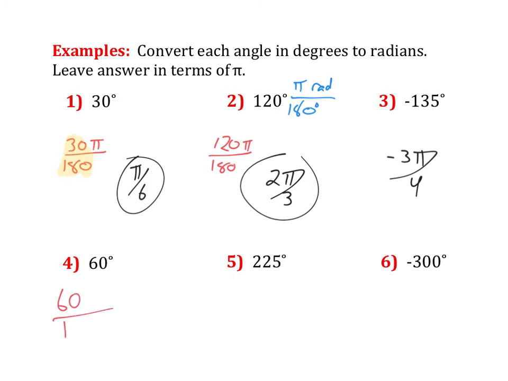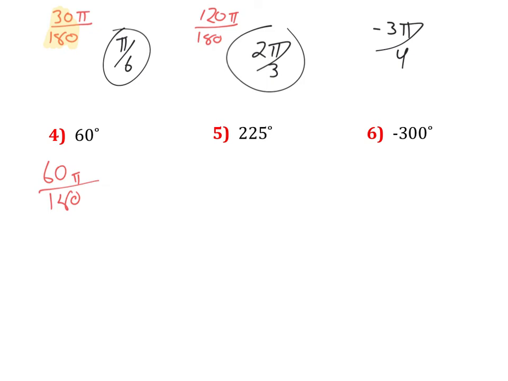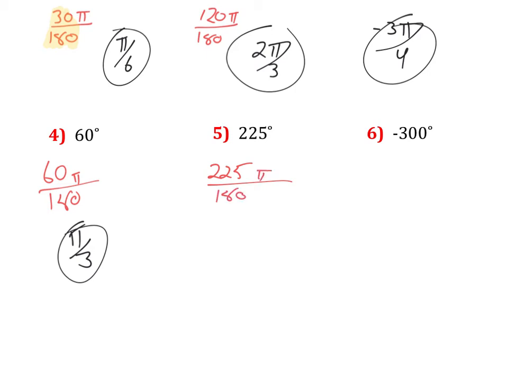60 would be 60 over 180. 60 over 180 reduces down, that's 1/3, so pi over 3. 225, this one might be a little more challenging. I'd have 225 times pi over 180. Can we reduce down 225 over 180? I would argue, yeah, probably. So I can go to my calculator, I could do 225 divided by 180, and then hit math and fraction. I'd get 5 over 4. So 5 pi over 4.